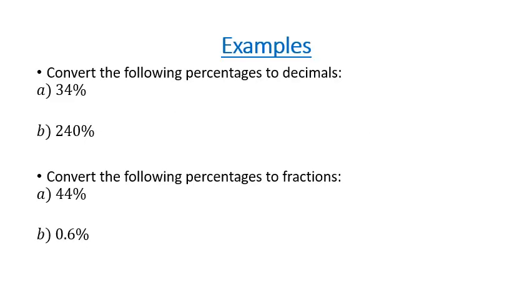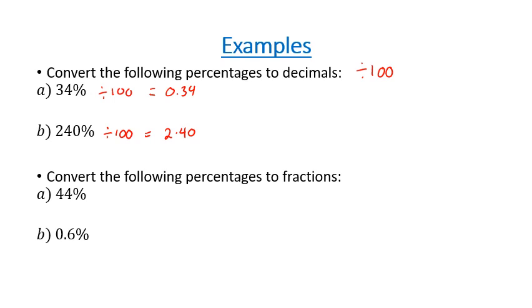So let's have a look at some examples. Here you can see that we're trying to convert the following percentages to decimals. So remember that we divide by 100. So 34 divided by 100 will give us 0.34. Here 240 divided by 100 will give us 2.40, or simply 2.4.